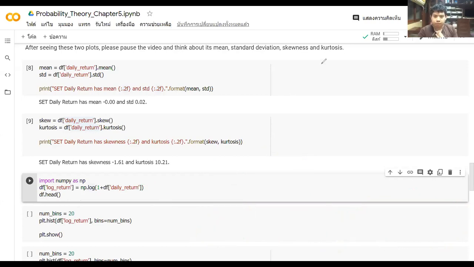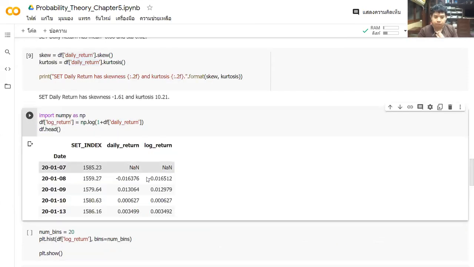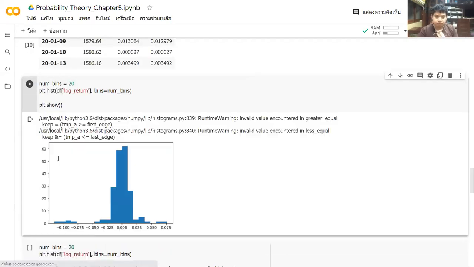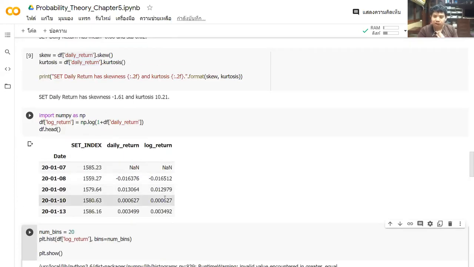Okay, so let's see. They are pretty similar, so we could expect that maybe we get the same answer. Okay, let's see. It still looks the same, right? Even though it's the log return, because the numbers are extremely small.